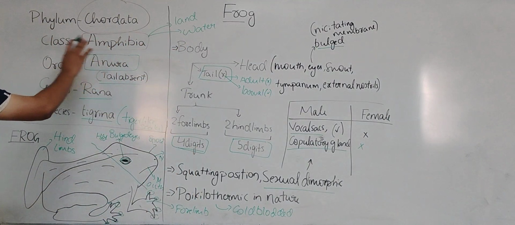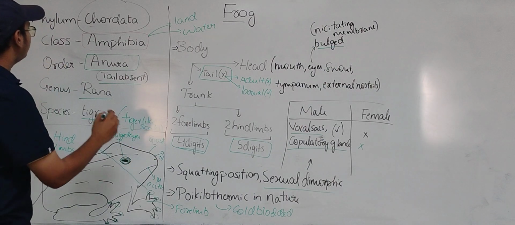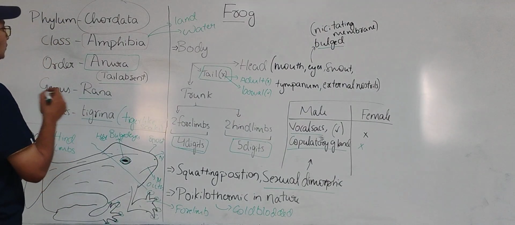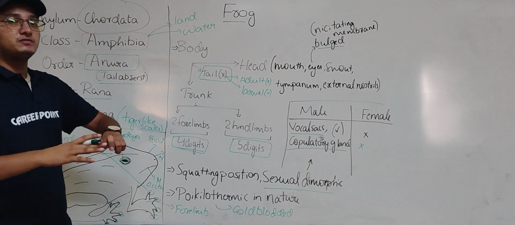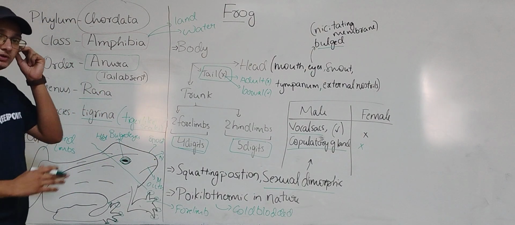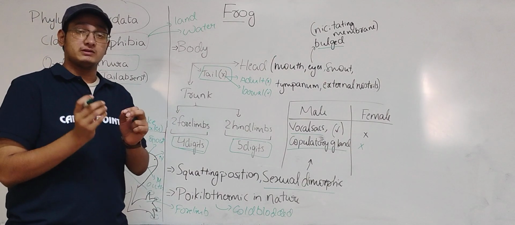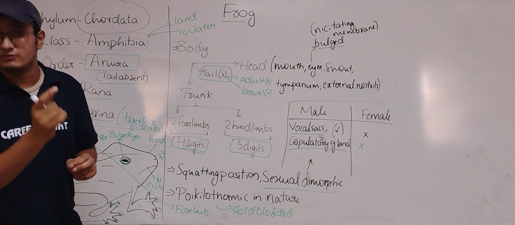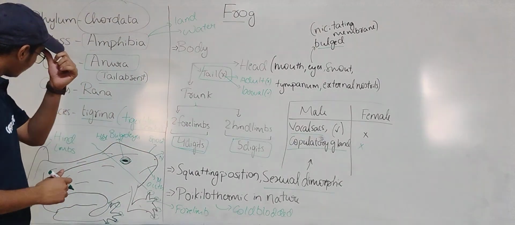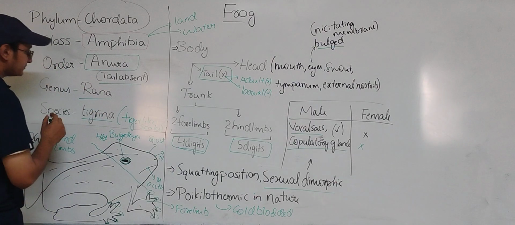So frog belongs to phylum Chordata as they have the main features of chordates. And it belongs to class Amphibia because it lives both on land and also on water. And it belongs to order Anura because the organisms which don't have a tail belong to the order called Anura. So here the adult frog doesn't have any tail. The larval form of the frog has the tail, but the adult form of the frog doesn't have any tail. And coming to genus, it belongs to genus called Rana and species tigrina.